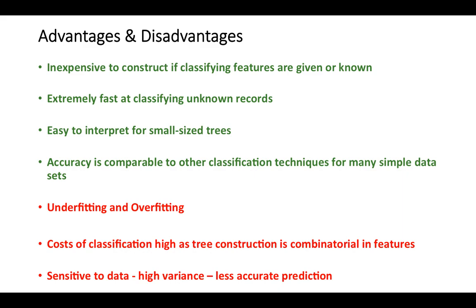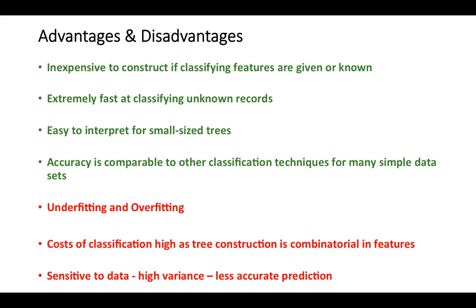So the big advantage of classification trees is that they are inexpensive to construct, right? If the classifying features are given, if it's known. And it's extremely fast actually. Constructing a tree is pretty fast, and there are very robust algorithms for doing that, right? It's also easy to interpret for small size trees. And accuracy is comparable to other classification techniques, right? For many simple data sets, the accuracy is pretty good using classification trees.